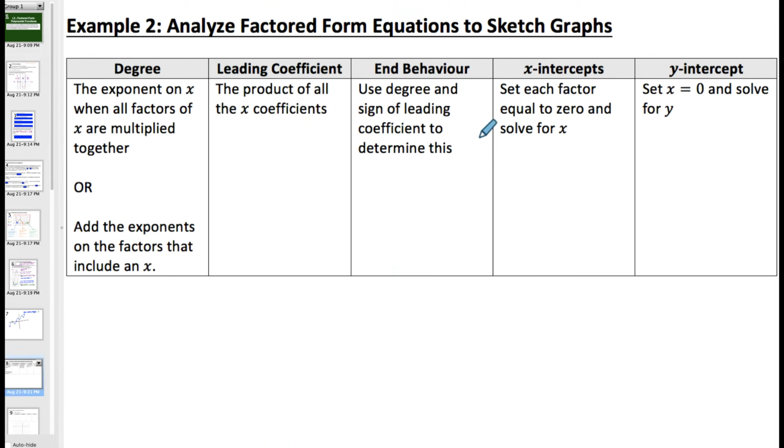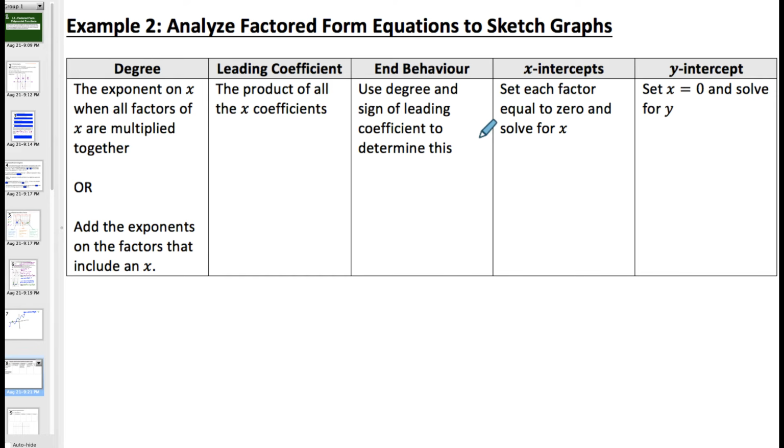Okay, let's do a little bit of graphing. This is the main example I want you to be good at from this lesson. If you can do this example, then you can clearly demonstrate everything I need you to from this lesson. I'm going to give you the factor form equation, and you're going to do a rough sketch of its graph.